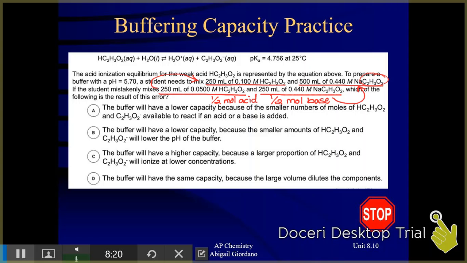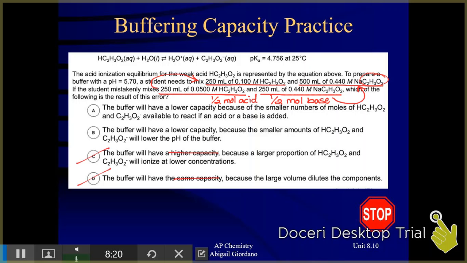Okay, so if you think about it, guys, remember what I said on the last slide. It's really down to the number of moles of the players in your buffer system. And what has happened here, this student has mistakenly added half of the number of moles of each of the players. So if you look at the answer choices and you think about what we've talked about, that is definitely going to lower the buffer capacity. It is not going to create a higher and it's not going to create the same. So I'm going to eliminate answer choices C and D. Okay, so we're definitely going to have a lower buffering capacity.